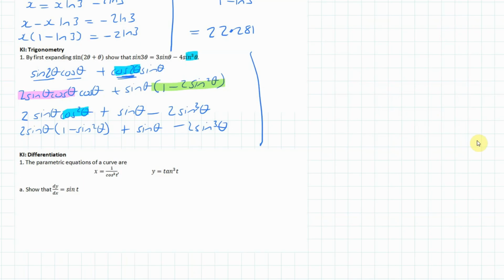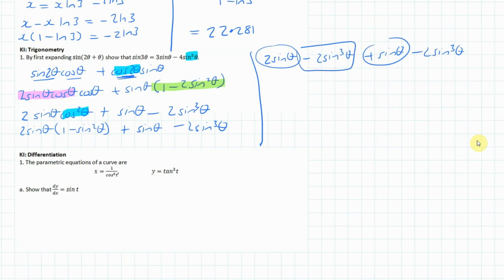I expand that bracket so I get 2 sine theta minus 2 sine cubed theta plus sine theta minus 2 sine cubed theta. Then if we gather our like terms, we will get 3 sine theta minus 4 sine cubed theta, which is exactly what we want.